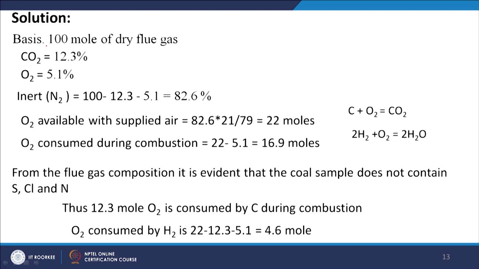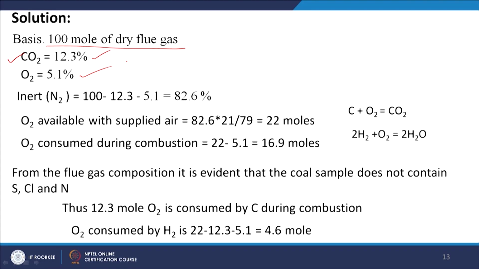So, we are taking 100 moles of dry flue gas, this is our basis. Then what will be the CO2, as it is 12.3% and O2 5.1%. So, it will be 12.3 moles and 5.1 moles, and inert will be the rest of it. So, 100 minus 12.3 minus 5.1, that is equal to 82.6 moles.